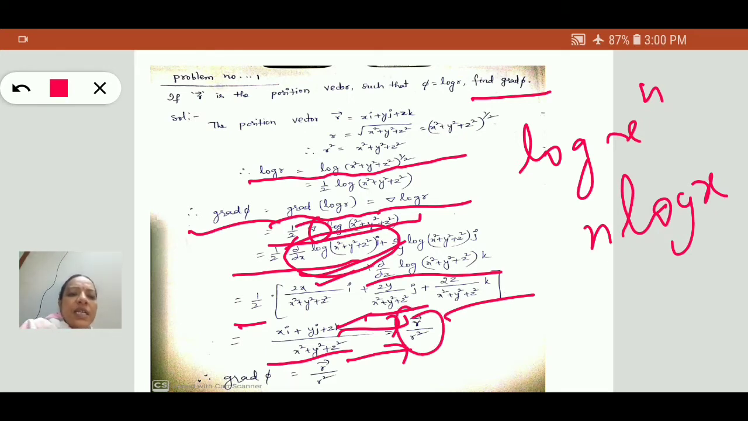So that is the gradient of phi, where phi is log r. The value of gradient of log r is nothing but the position vector by r square. So this is the method how to solve this problem.